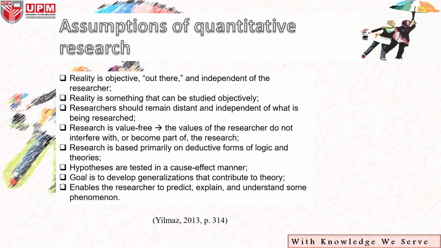And that is why in quantitative study, usually we do not use "I conducted, I distributed the questionnaire among". We do not show bias. We cannot show the bias. Okay, and then research is based primarily on deductive forms of logic and theories.